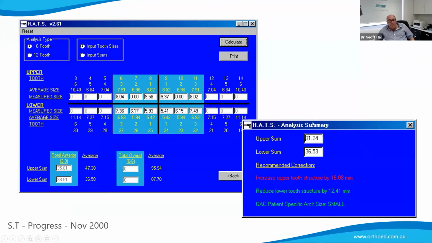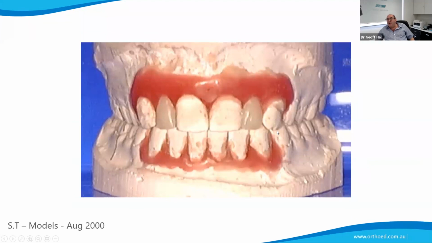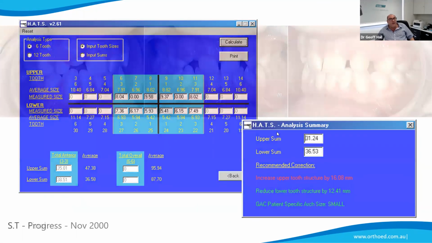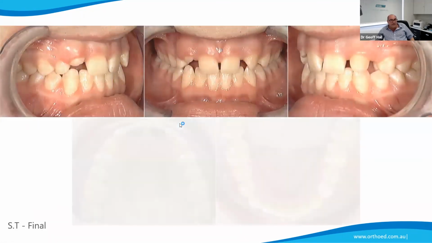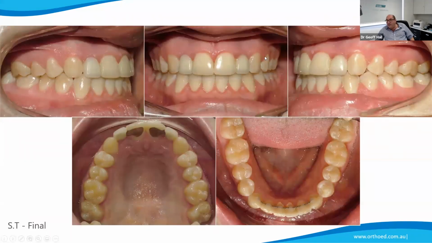I did what we call a Bolton analysis, and that verified that I could either reduce the lower tooth structure by 12.5 millimeters, extractions, which I didn't want to do, or I could increase the upper tooth structure by 16 millimeters, 16 millimeters being 2 lateral incisors. So I did the diagnostic setup and everything worked very well. So we went ahead and we did a Maryland bridge as an interim. So this is going back to 2000, and ideally she would be having an implant in both these. Okay, so that was Sarah.